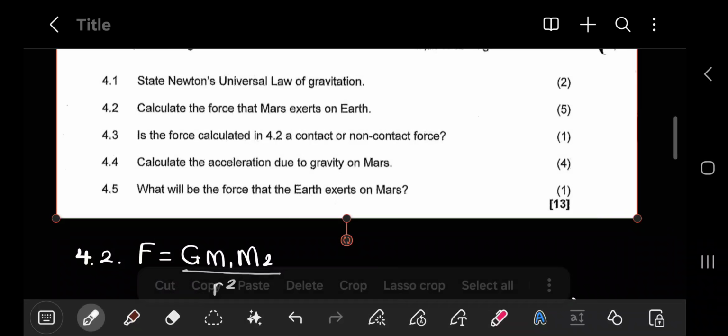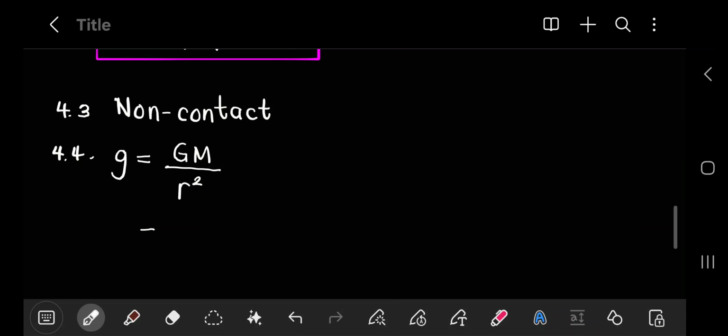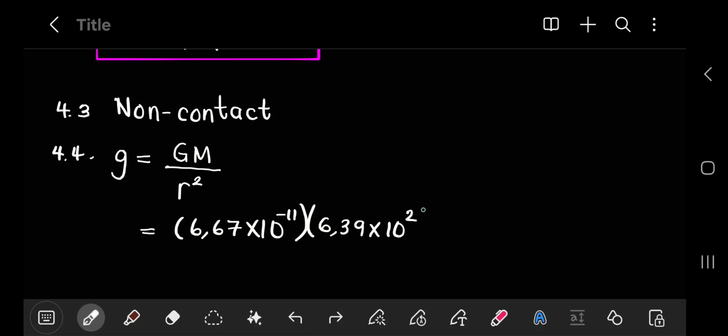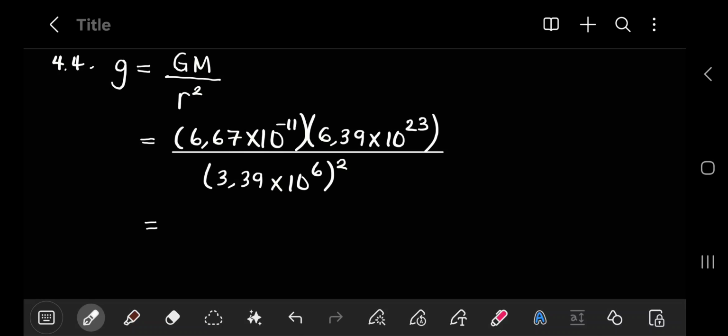Now we are asked to calculate acceleration due to gravity on Mars, which means that where we have M in the formula, we will specifically use the mass of Mars, and where we have r, we will specifically use the radius of Mars. These values have been provided to you, so all you have to do is substitute into your formula. Mass of Mars was given as 6.39 times 10 to the power 23. Radius of Mars was given as 3.39 times 10 to the power 6. Don't forget to square. Put that onto your calculator and you should get 3.71. Please remember that this formula represents acceleration due to gravity, so your unit is going to be meters per second squared.